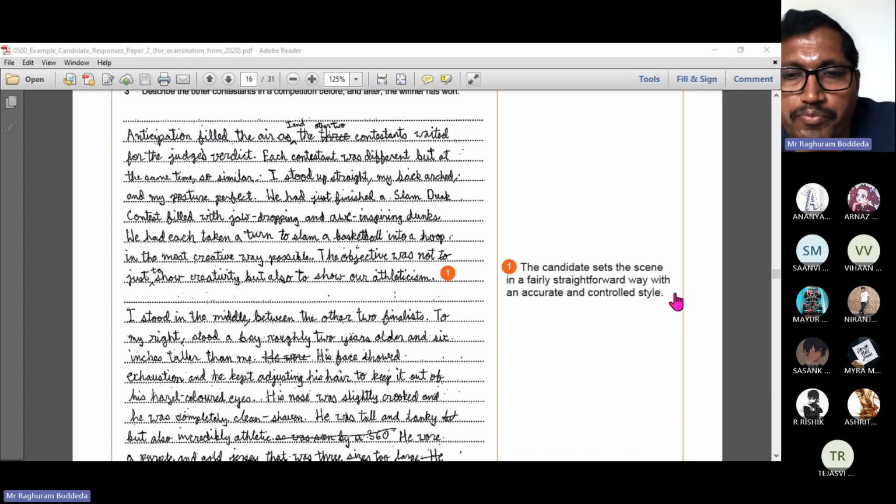Okay, Tejasvi, can you start reading now? This para, first one. Read the first para. Who is this, sir? Rishik, sir. Yeah, please read now. Can you zoom in a little bit, sir?